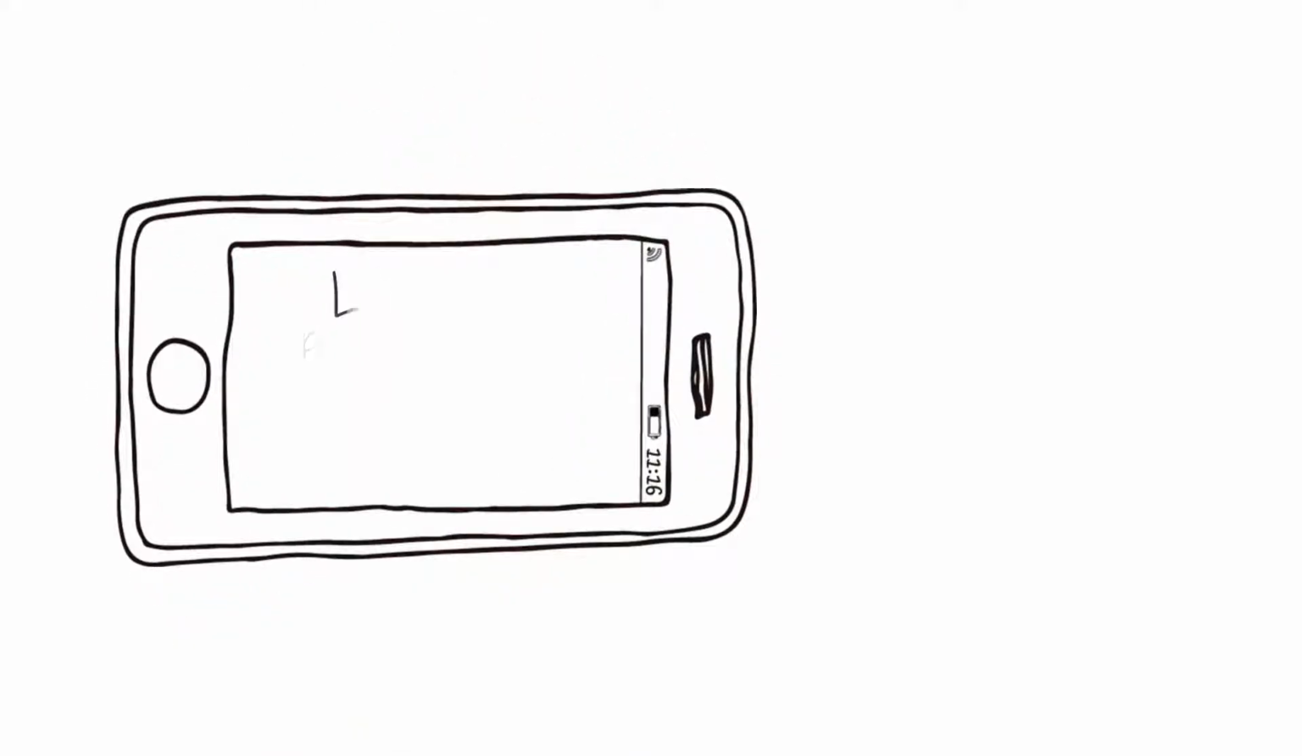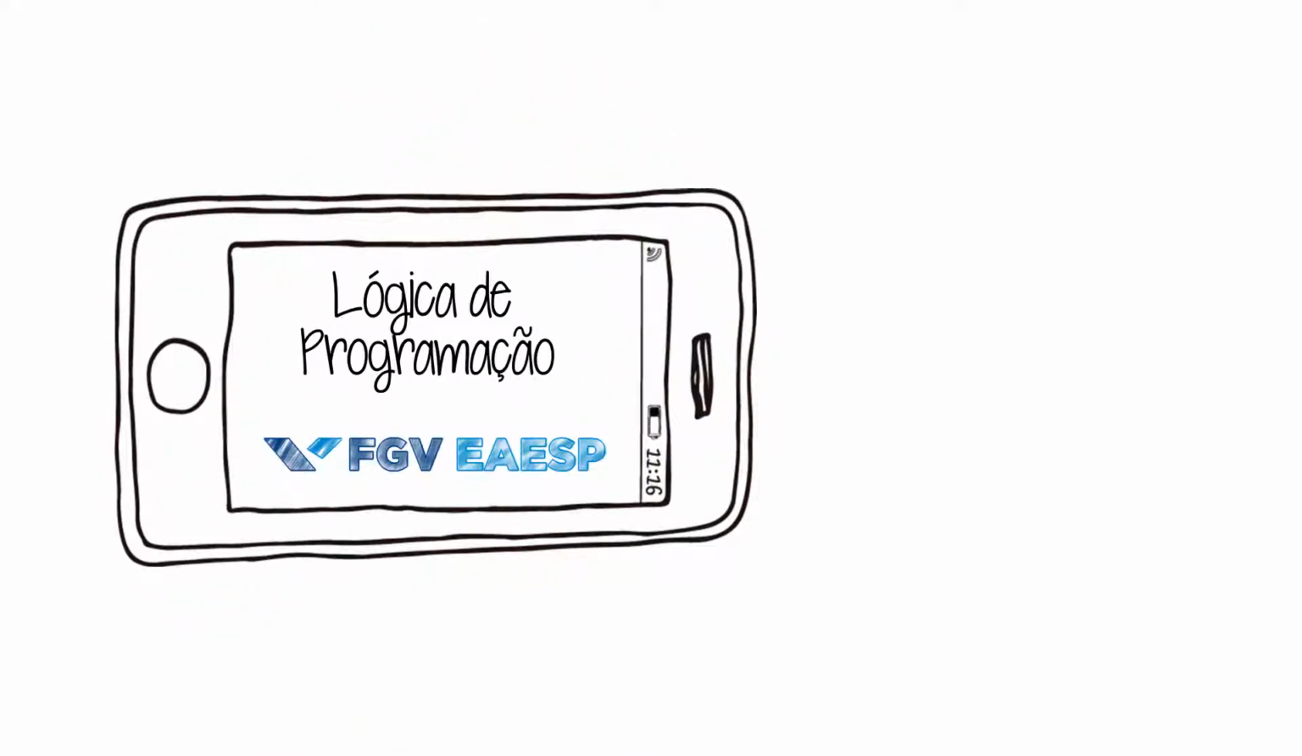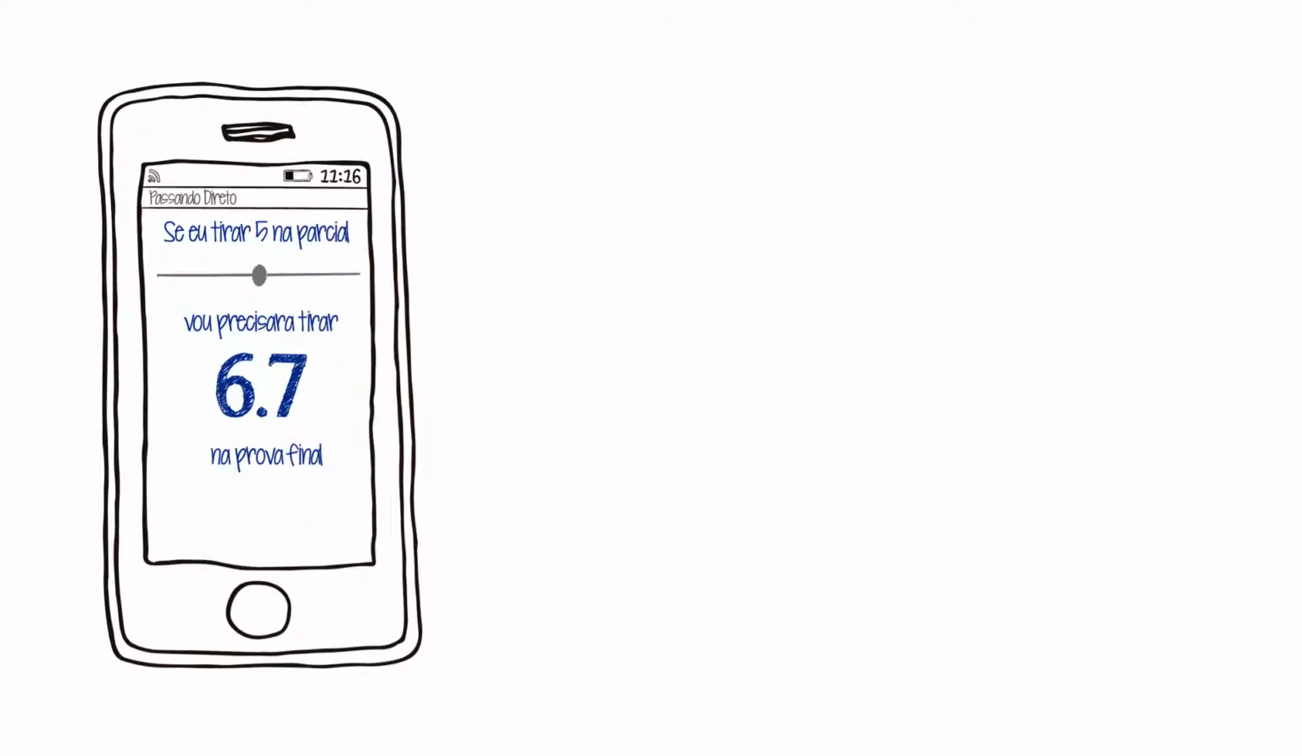Hello! Let's take a look at our first project called Straight A. It's quite simple. It calculates how much I must get to pass a course if I get a specific grade in my midterm test. Of course, it's only going to work if the course has only 2 grades. When the user moves the slider, it gets a new value.